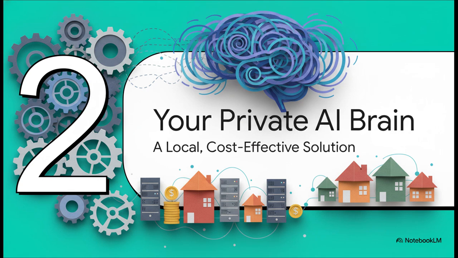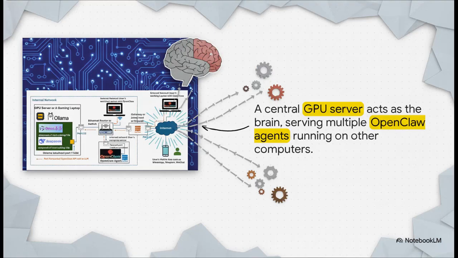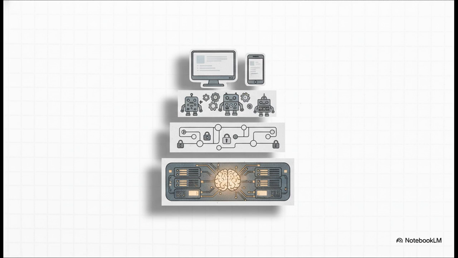So how do we get around this whole mess? Well, we build our own private AI brain. Let's check out the architecture for a local setup that's actually going to save us a ton of money. This diagram pretty much shows the whole concept perfectly. The idea is we use one single powerful computer that has a decent GPU, like a gaming PC or a home server, and that machine acts as the centralized AI brain. This one brain then serves up all the smarts to multiple OpenClaw agents, which are the workers running on all your other computers. You can think of this whole system in 4 basic layers.